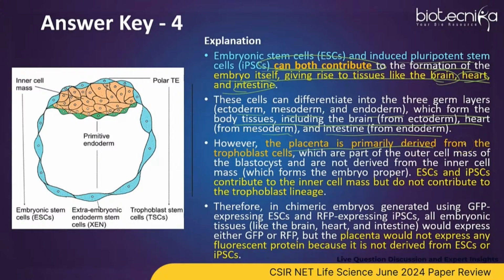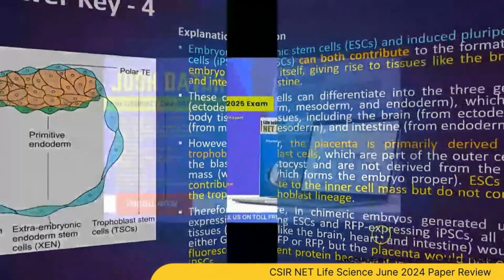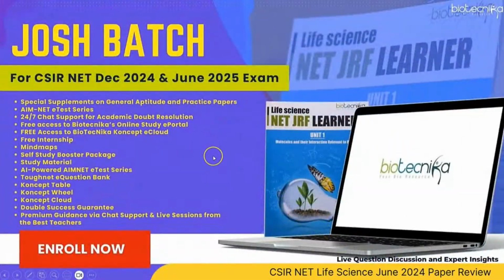However, the placenta is primarily derived from the trophoblast cells, which are part of the outer cell mass of the blastocyst, and they are not derived from the inner cell mass. So that forms the embryo proper. ESCs and iPSCs contribute to the inner cell mass, but do not contribute to the trophoblast lineage. Therefore, in chimeric embryos generated using GFP expressing ESCs, all embryonic tissues would express GFP, but the placenta will not express it, right? So those were all the questions of morning batch part B.